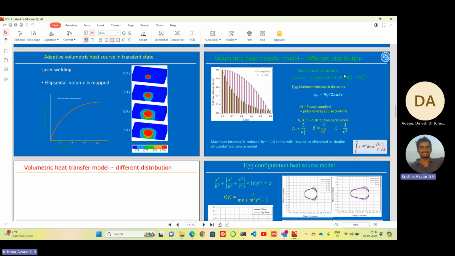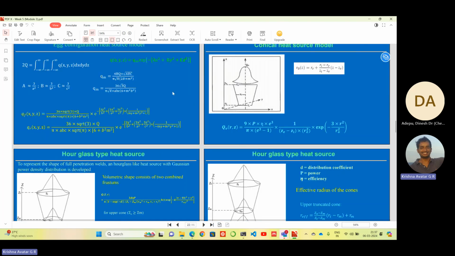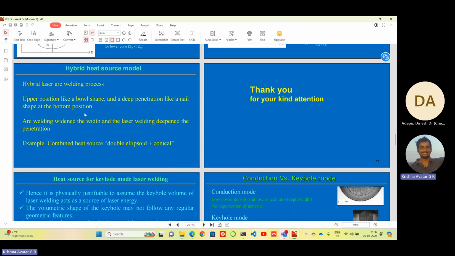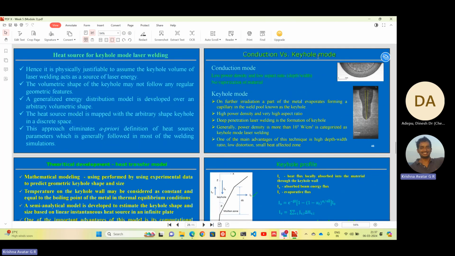Then laser welding, the maximum intensity distribution. Then we have how to model a different hourglass heat source. Then we have this upper truncated. Different heat source for keyhole mode, laser welding, conduction versus keyhole mode. Conduction means low power intensity and low aspect ratio, which means depth versus width, with no vaporization. So in conduction mode of laser welding, there won't be any vaporization of material.